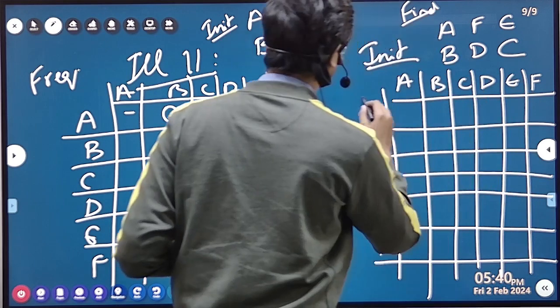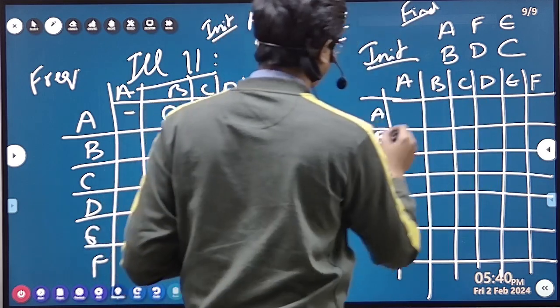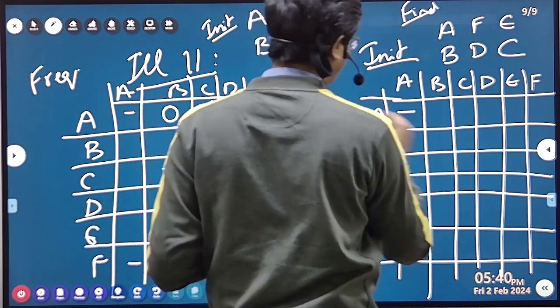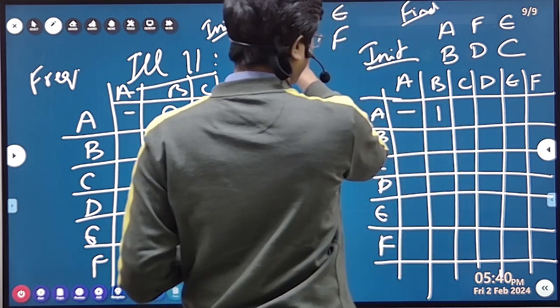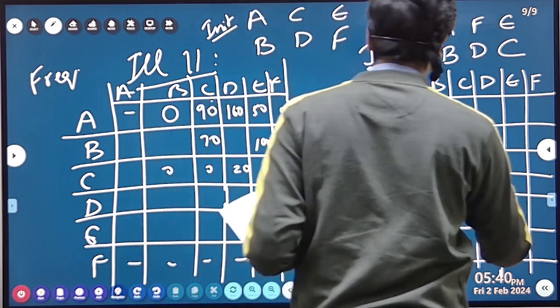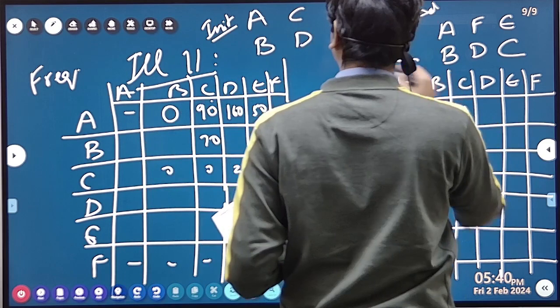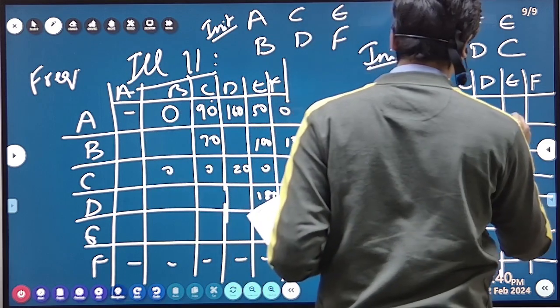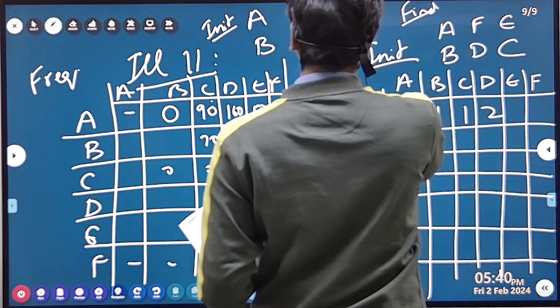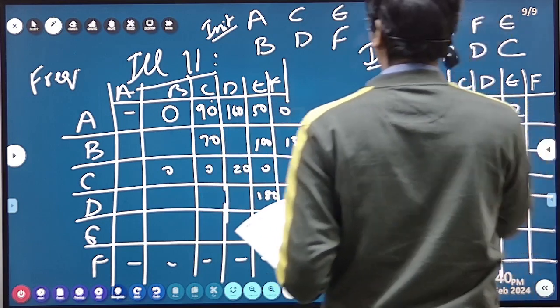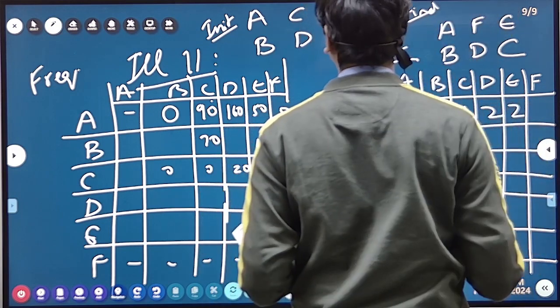Okay, so let us calculate the distance now. From A to A there will be no distance. From A to B it is 1. A to C is 1. A to D is 2. A to E is 2. And A to F is 1, 2, 3.